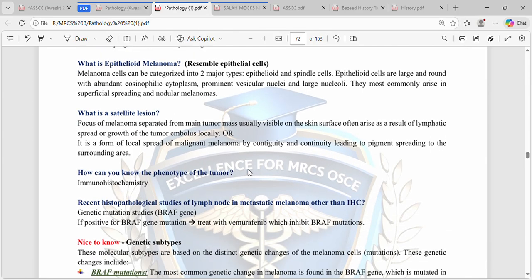What is epithelioid melanoma? It resembles epithelial cells. Melanoma cells can be categorized into two major types, epithelioid and spindle cell. Epithelioid cells are large and round with abundant eosinophilic cytoplasm, prominent vesicular nuclei, and large nucleoli. They most commonly arise in superficial spreading and nodular melanomas.